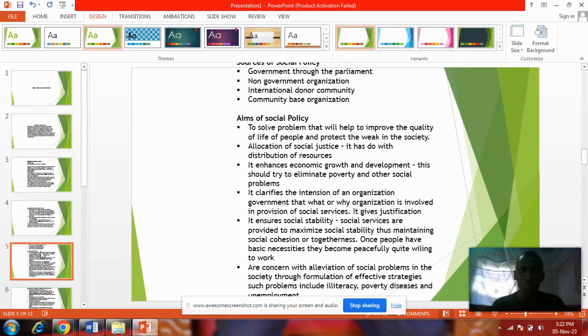Social services are provided to maximize social stability, that is, maintaining social cohesion or togetherness. Once people have basic necessities, they become peaceful and quite willing to work. They are concerned with the alleviation of social problems in the society through formulation of effective strategies. Such problems include illiteracy, poverty, diseases, unemployment, and even social crimes.